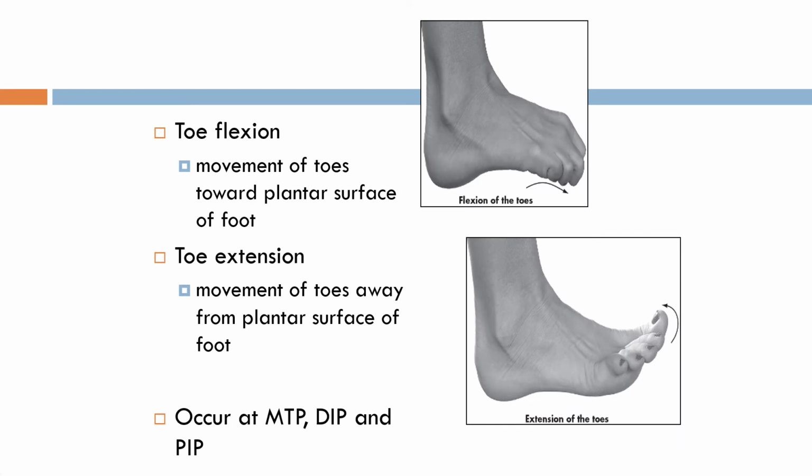Okay, toe movement, again, much like the fingers, you're going to have flexion, movement of the toes towards the plantar surface. You have toe extension, okay? And all of these motions occur at the MTP, DIP, and PIP, or in the case of the great toe, at the IP joint, okay? So you have flexion of the toes, extension of the toes, so all those motions are going to occur at each one of those individual joints.